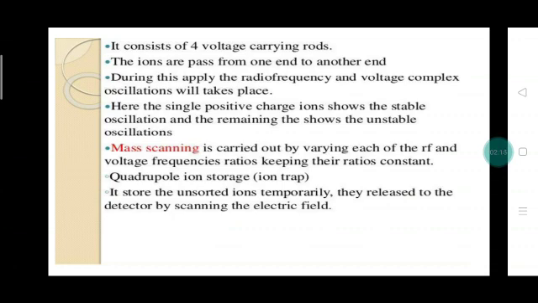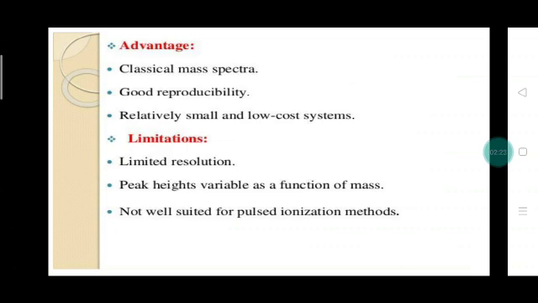Quadrupole ion storage: it stores the unsorted ions temporarily. They are released to the detector by scanning the electric field.